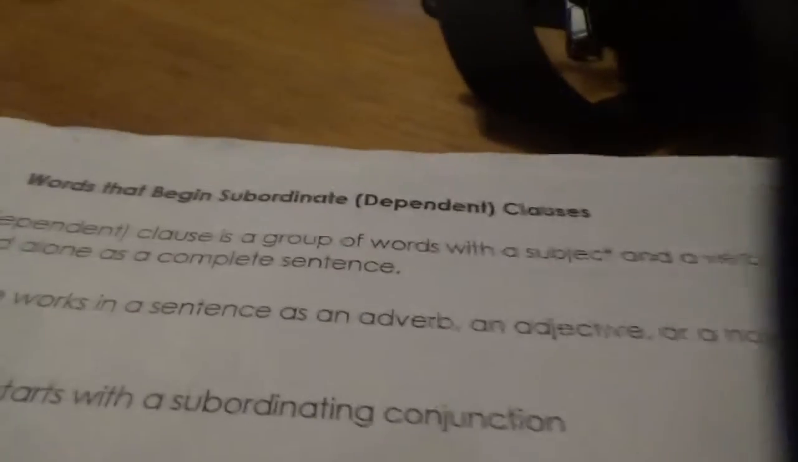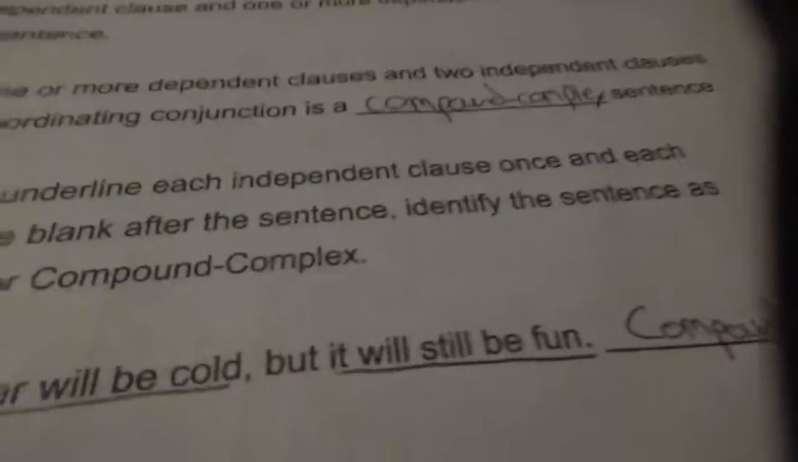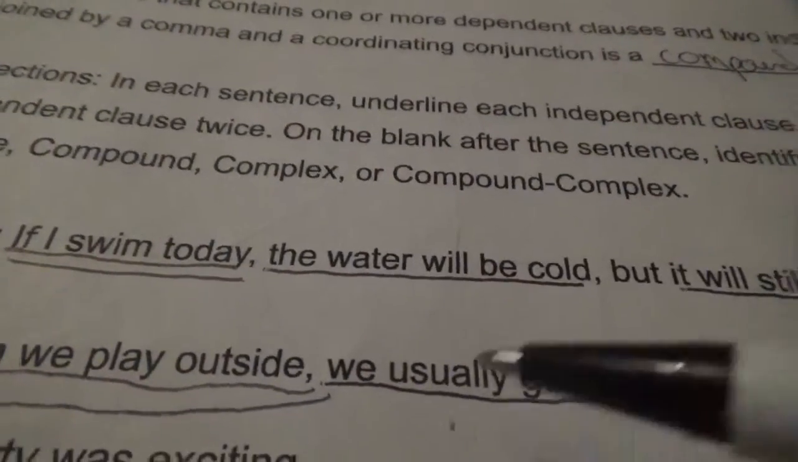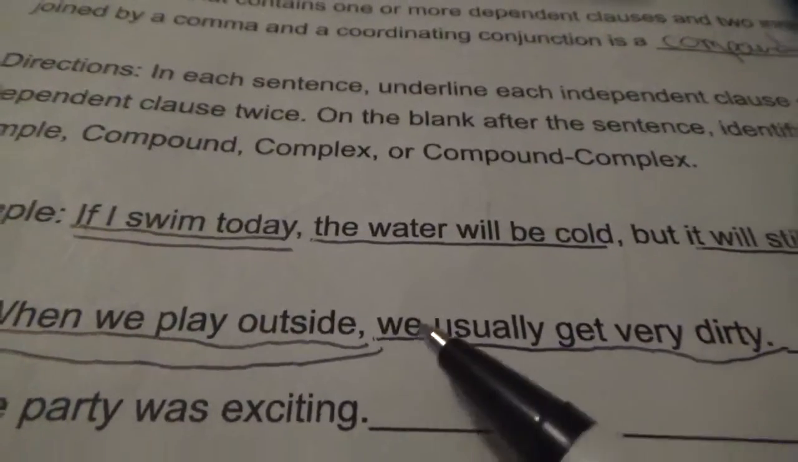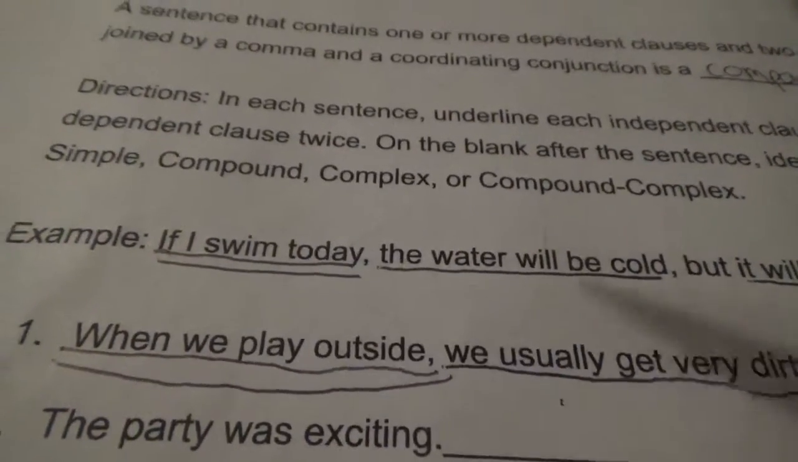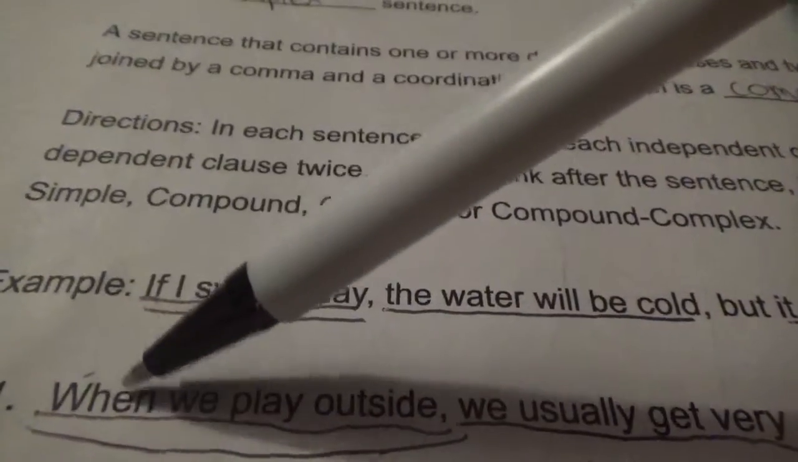It would be worth it for you to locate this paper if you're having trouble identifying dependent clauses, because these subordinating conjunctions will begin our dependent clauses. Sometimes the dependent clause is before the independent clause, like it is here, and sometimes it's after. We could even switch this around: we usually get very dirty when we play outside. We have the dependent clause when we play outside. When is our subordinating conjunction.